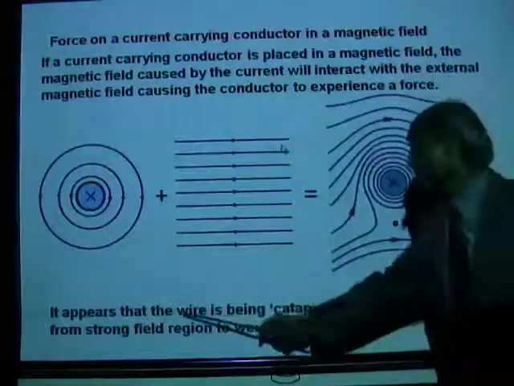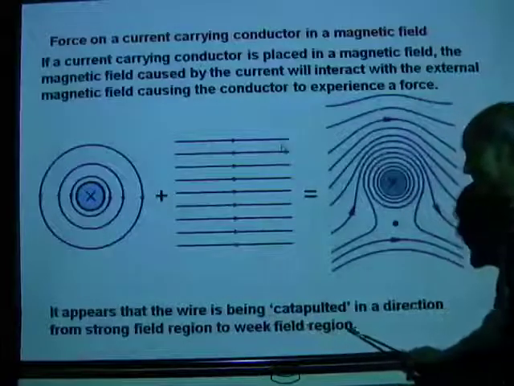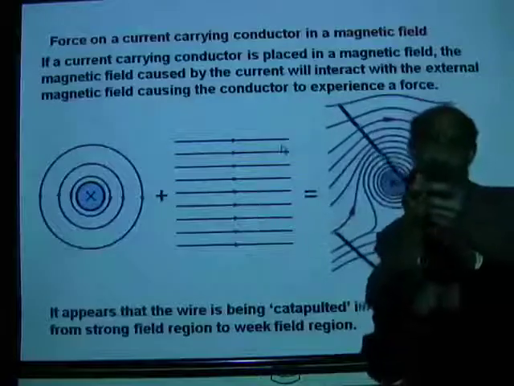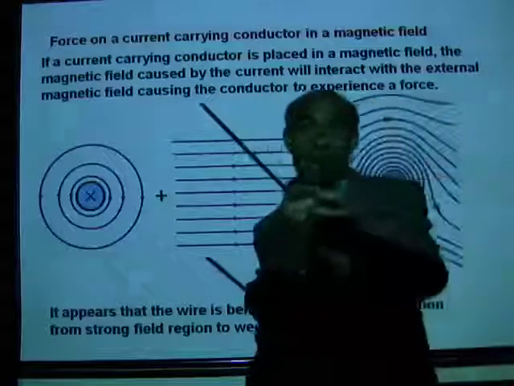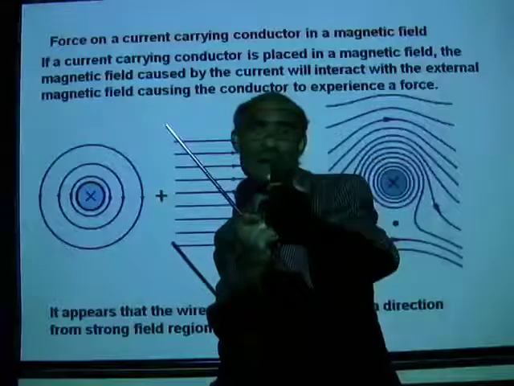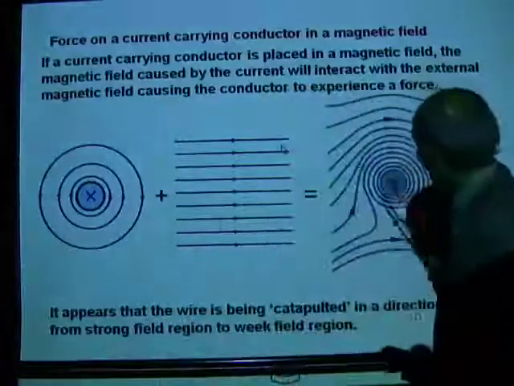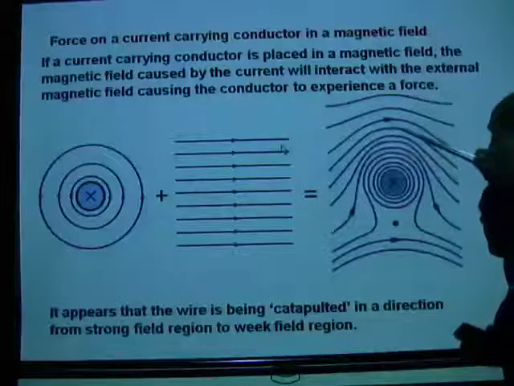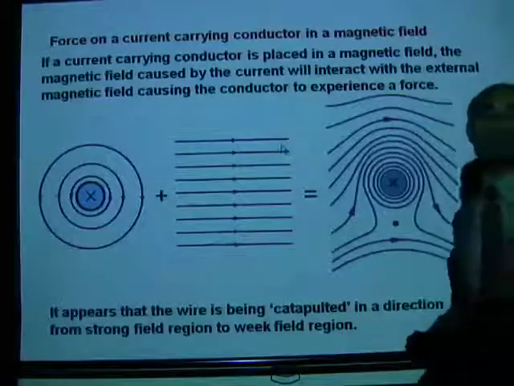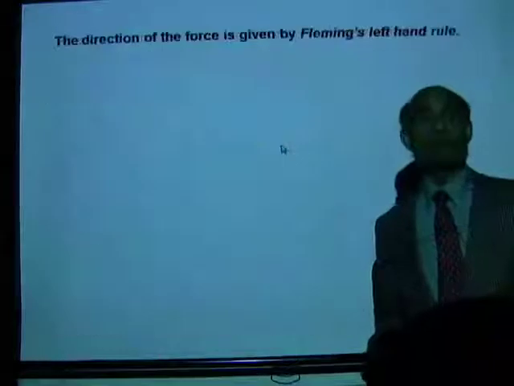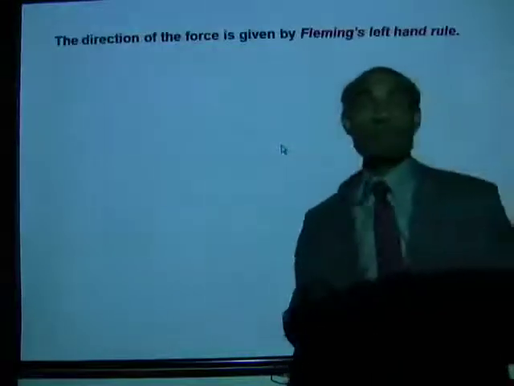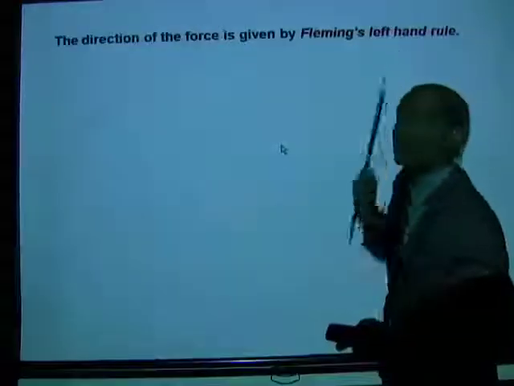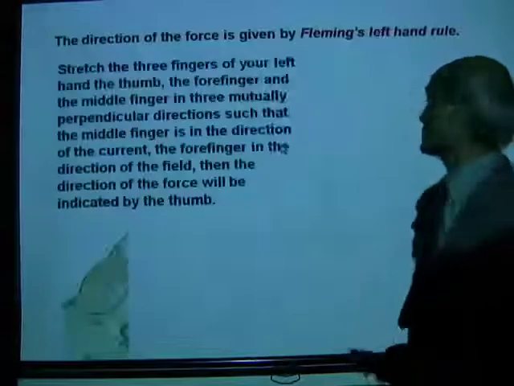In other words, it appears that the wire is being catapulted. You know how a catapult works? When you use the tension on a rubber band to throw an object, is that right? So the wire is actually catapulted from the strong field to the weak field region. That's the mechanism of the force experienced. And the direction of the force is given by Fleming's left-hand rule. I explained that to you.